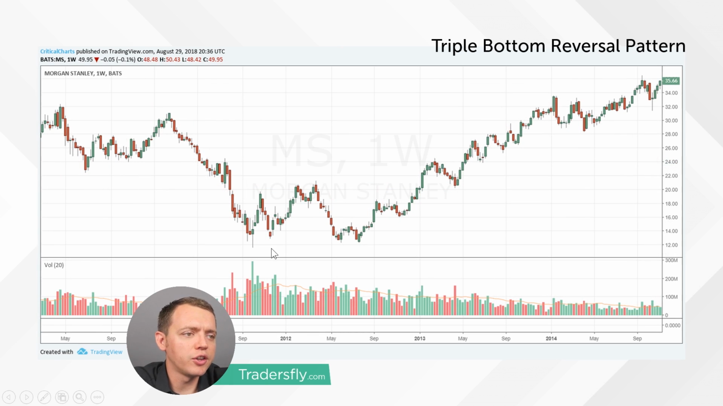And if we look, here's another kind of a quadruple bottom in a way, but we'll call it a triple bottom here. If you take a look here as well, this is MS or Morgan Stanley around September 2011, 2012. We go into lower prices about the $12 range and we hit our first bottom. We hit another bottom just shortly after that, probably about a month later. And then we get into another bottom around June and August. So we hit it multiple times.